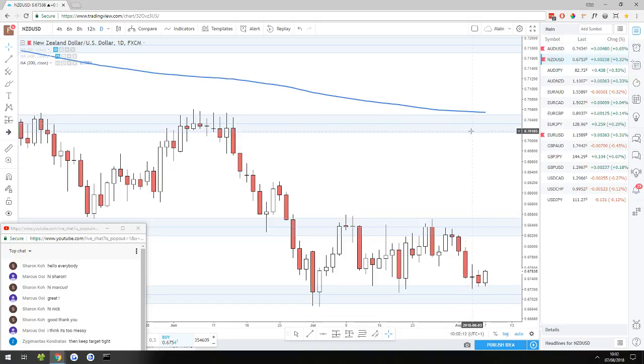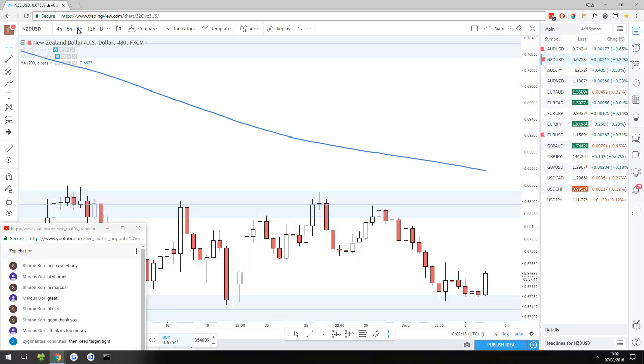Right, so NZDUSD, here we go. Here is a safer setup, although this one's already triggering, so it might be a bit late for this one. Yeah, this one's already gone. Damn it.